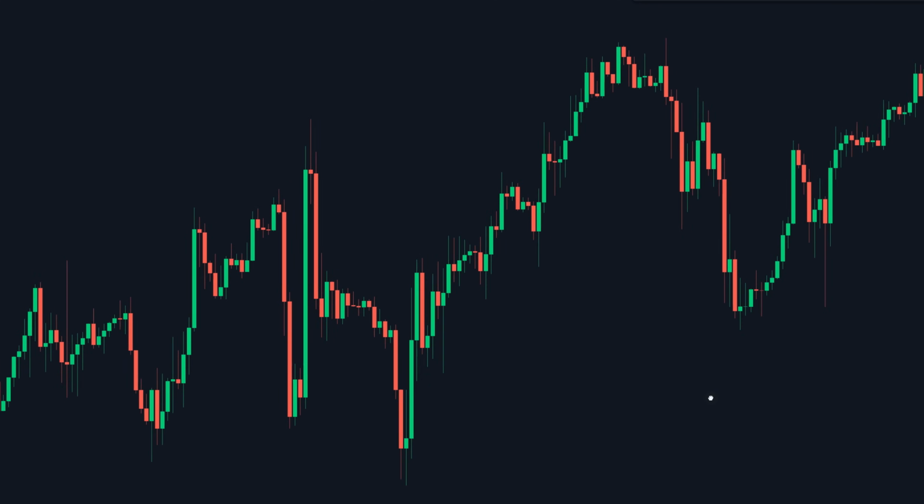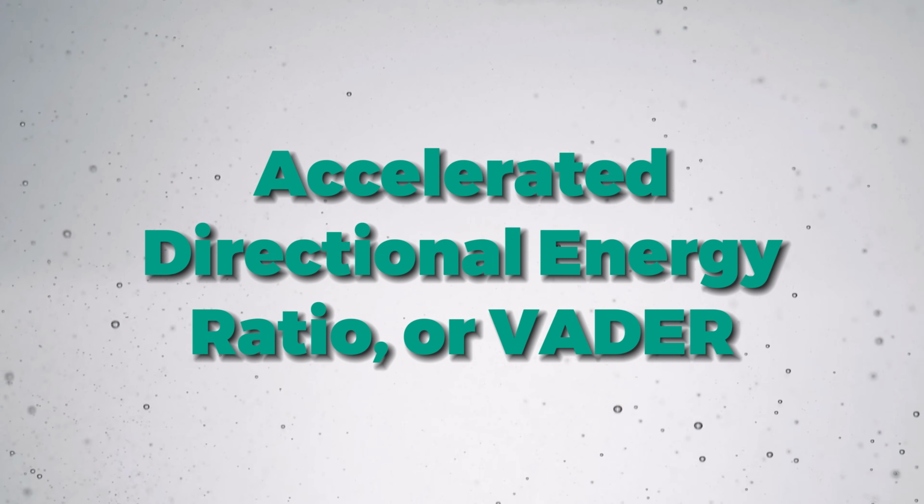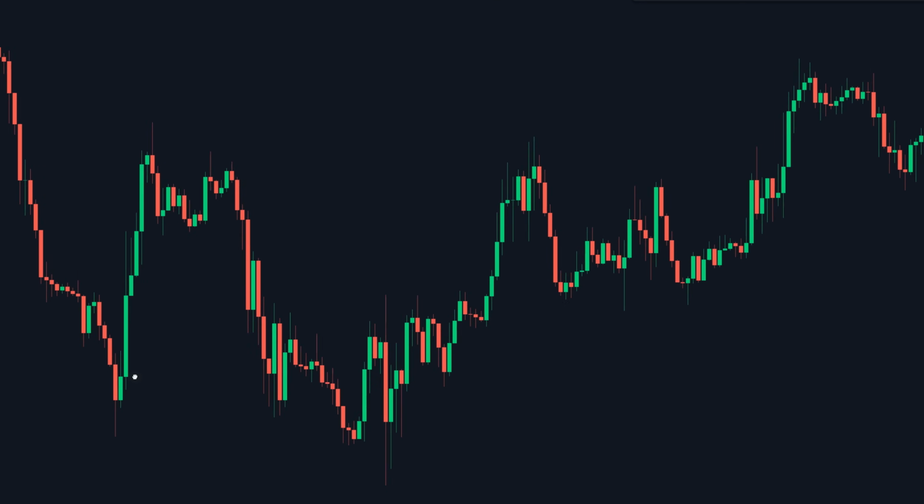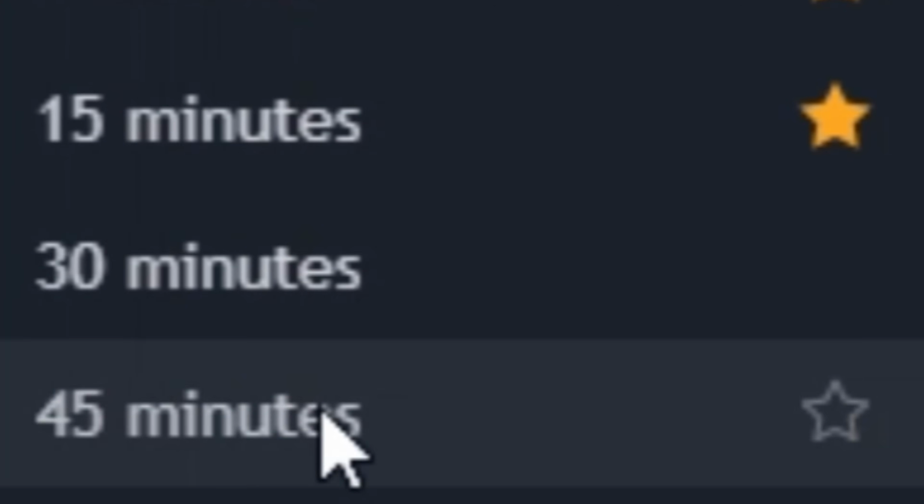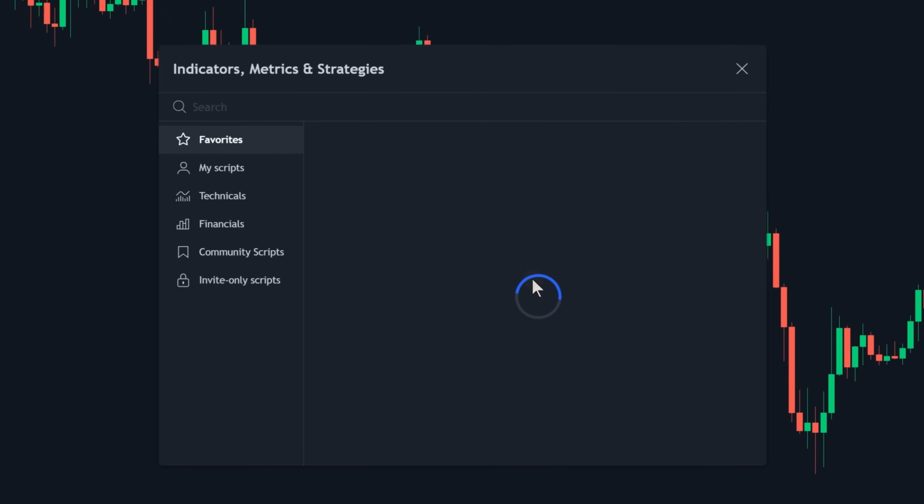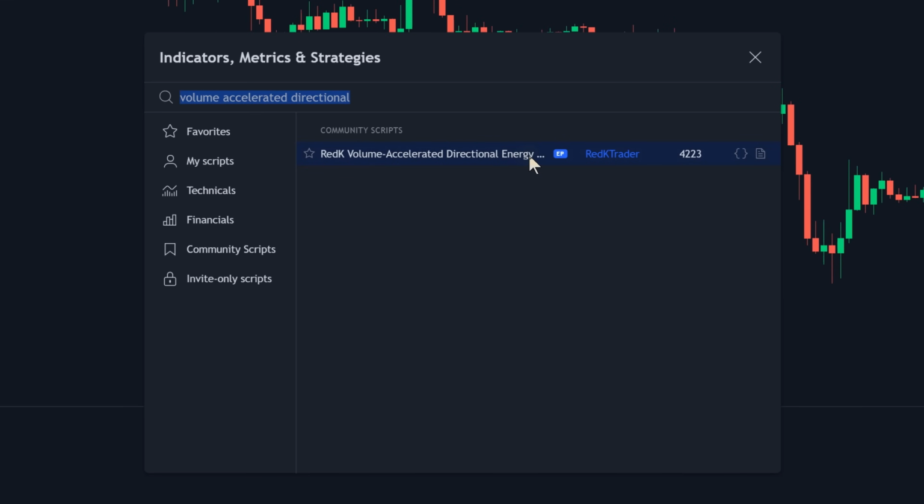Now, the indicator that we're talking about is called Volume Accelerated Directional Energy Ratio, or VADER for short. To add this indicator to your chart, you're going to go to TradingView, then open any time frame of any trading security that you like. Then on the indicator search tab, type in Volume Accelerated Directional Energy. Select this one by RedKTrader.